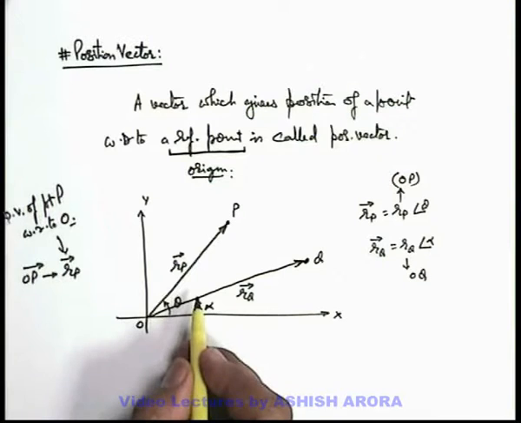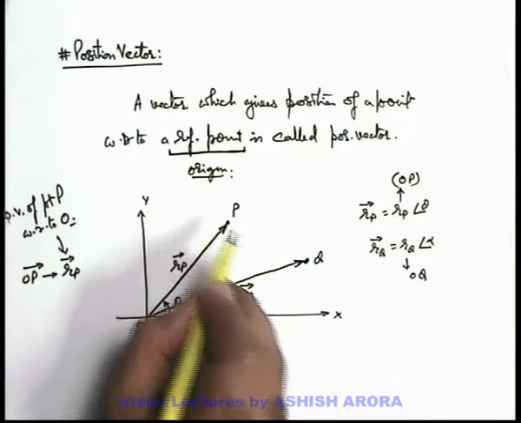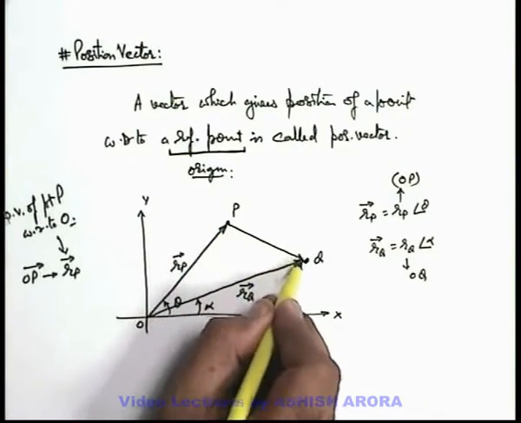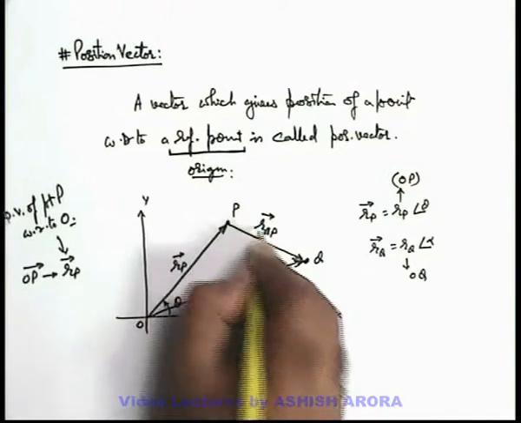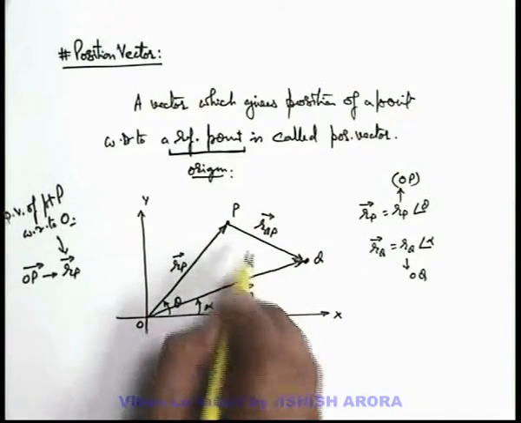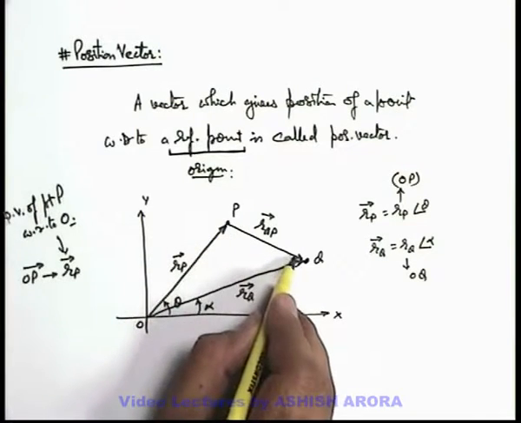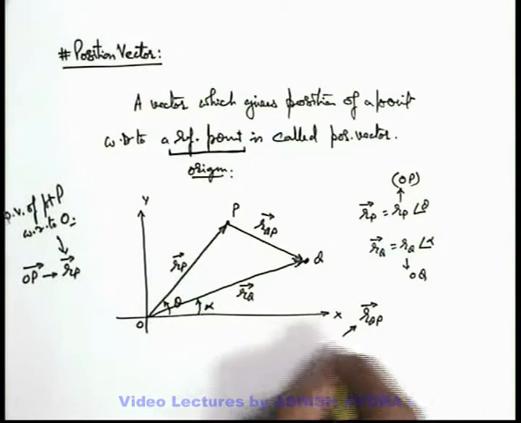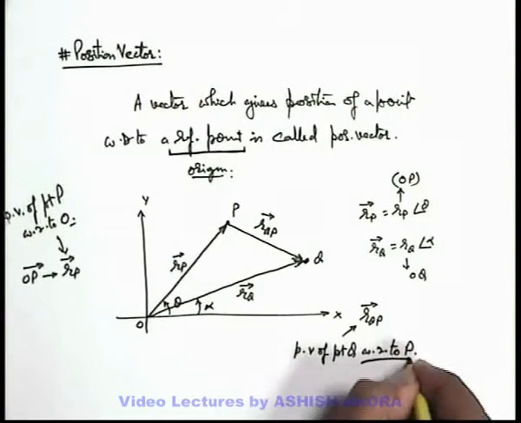We can also define the position vector of point Q with respect to point P. If we want to denote the position of Q with respect to P, it is given by this. It is written as RQP. So this vector, which is drawn from point P to point Q, this RQP is the position vector of point Q with respect to point P.